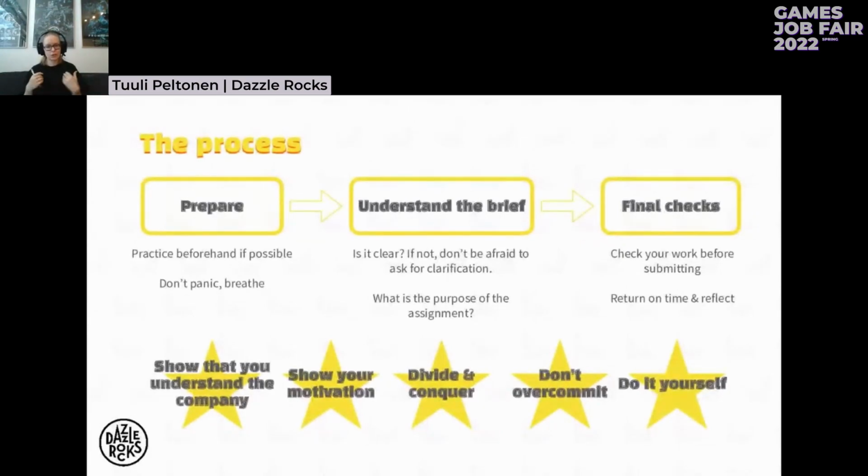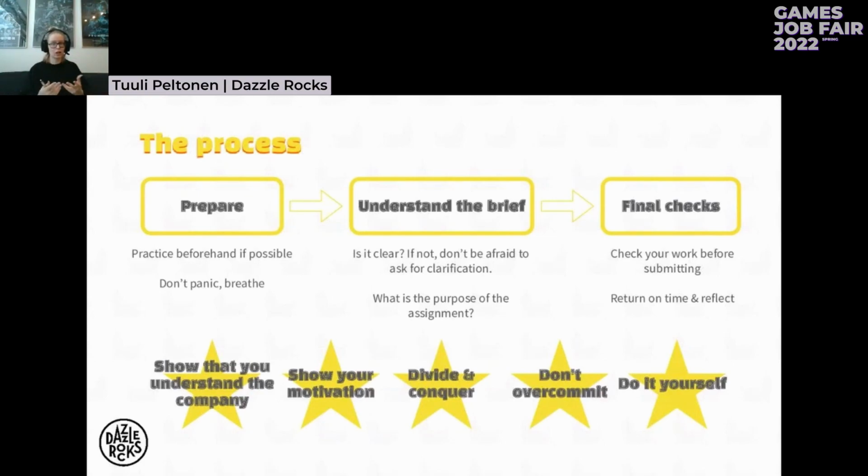And then show your motivation. There are also situations where I have heard people declining to do a test assignment because they might not be that interested in the actual position. And that can sometimes lead to a situation where they get disqualified for the position and the company doesn't continue the recruitment process. Show your motivation by actually doing the test assignment and by putting in the work.